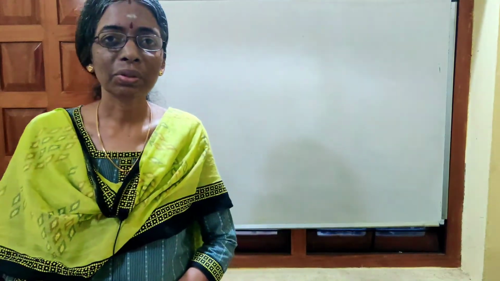Dear students, so we have seen what is ionic bond. Then what are the conditions for formation of ionic bond? Then how it is formed, what is lattice enthalpy, and what are the factors which affect lattice enthalpy. Today we will stop here. The remaining we will see in the next class. Okay, thank you.